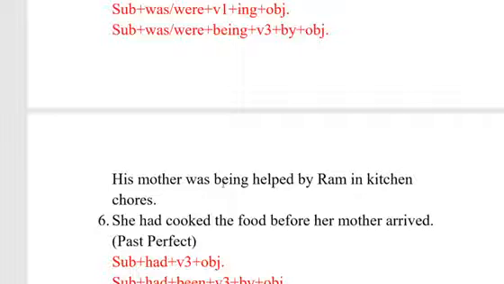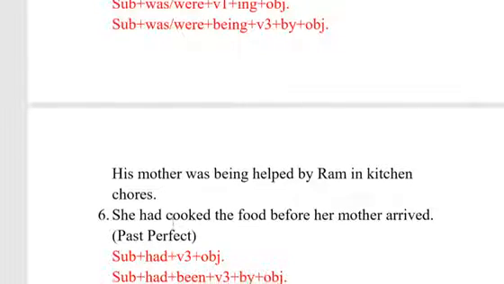So I hope you must have understood, because his mother has been taken from the object form over here as a subject now, was as has been written over here as per the subject, being as it is the continuous sentence, and helped the third form of verb, then by, and then the subject of the active form.